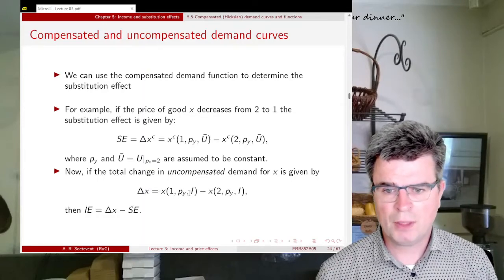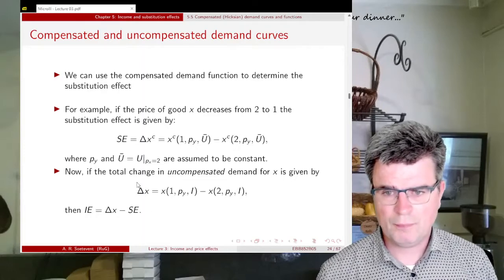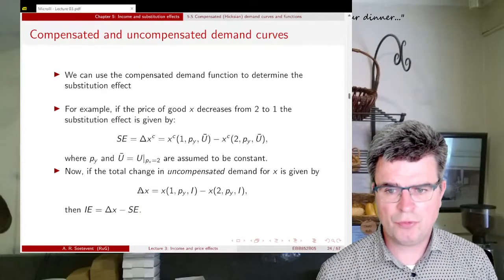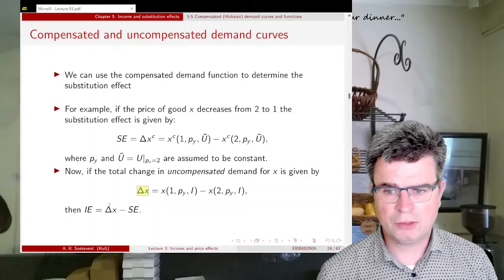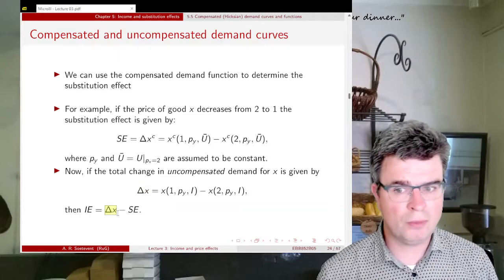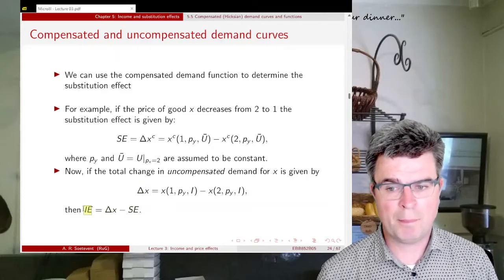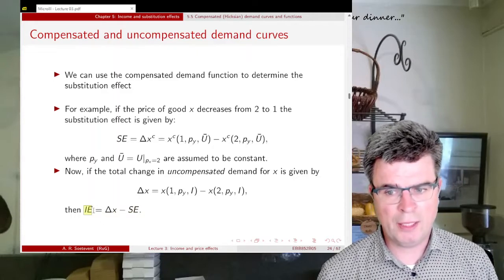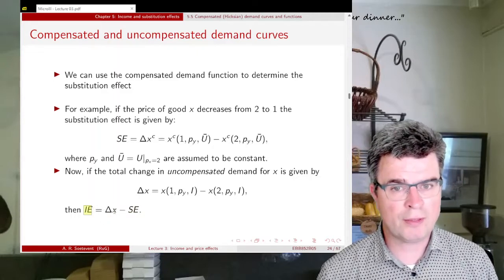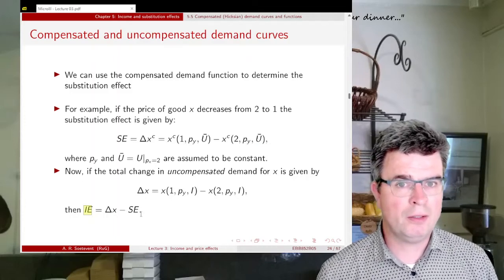So there we have the substitution effect and we have the total effect, and then we can back out the income effect, because the total effect is identical to the substitution effect plus the income effect. Now we can solve for the income effect. So the income effect is the total effect minus the substitution effect.